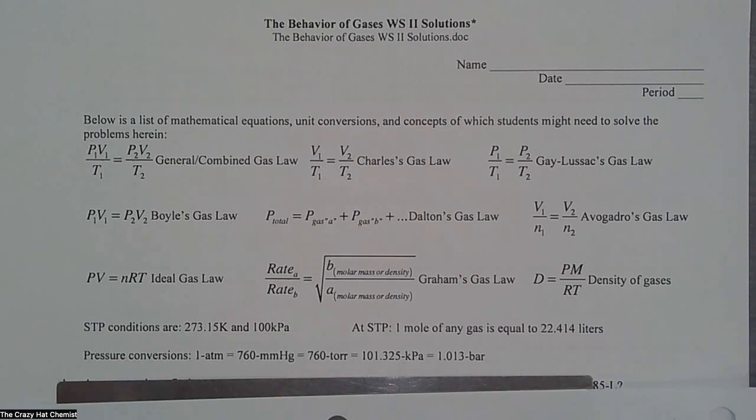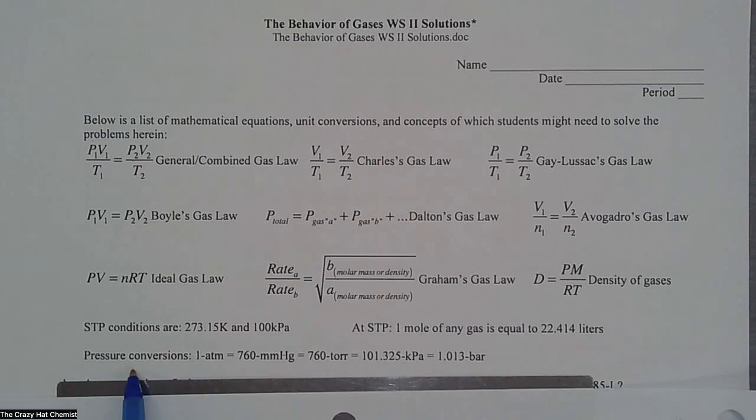Then another thing that we're going to need to know is that STP conditions are 273.15 Kelvin and 100 kilopascals. This number, 100 kilopascals, has been used since 1982. Some textbooks still use 1 atmosphere as STP conditions. That's incorrect, but if your textbook uses that, then you can use that. At STP, 1 mole of any gas is equal to 22.414 liters, and that should have been something you're familiar with in the stoichiometry unit.